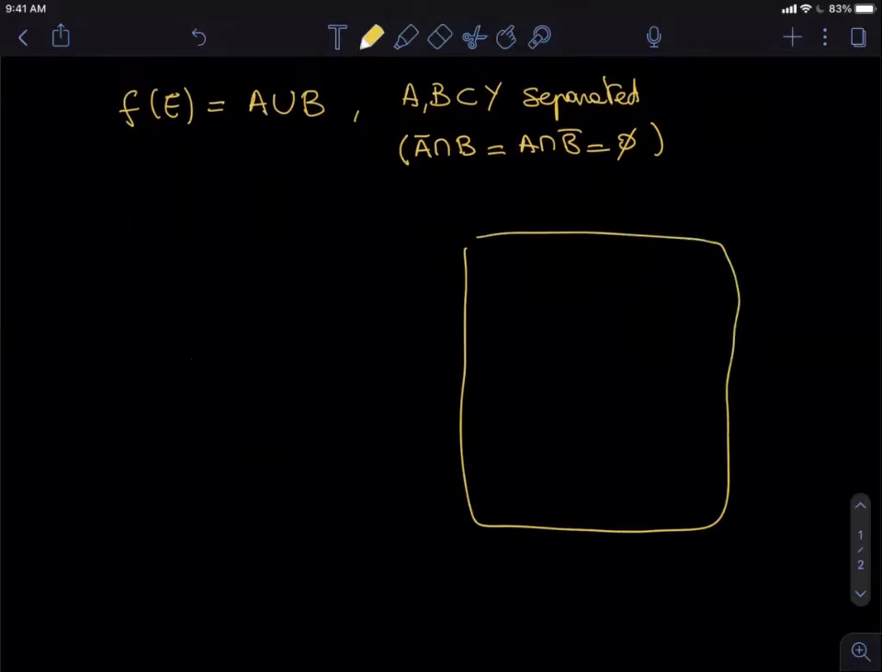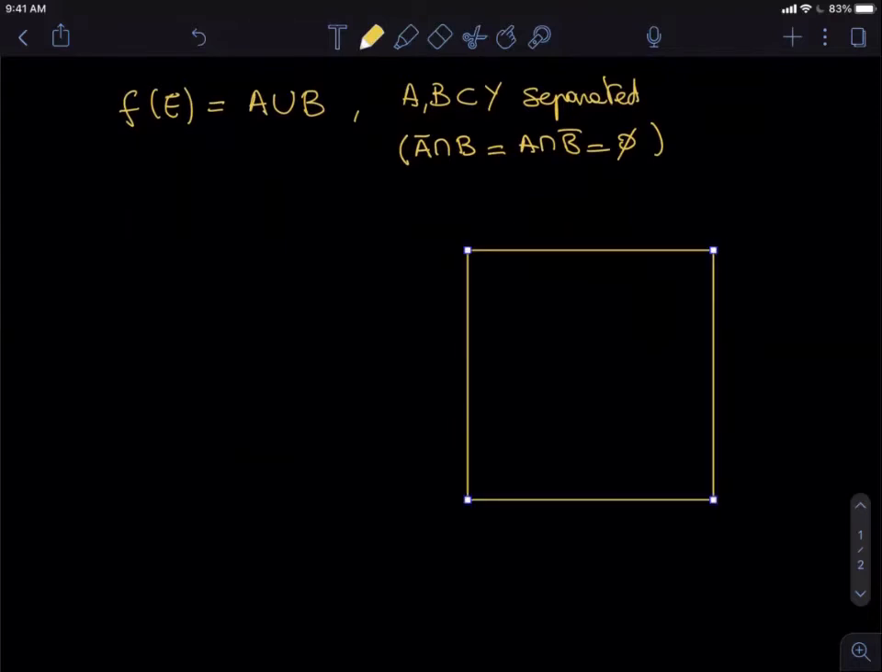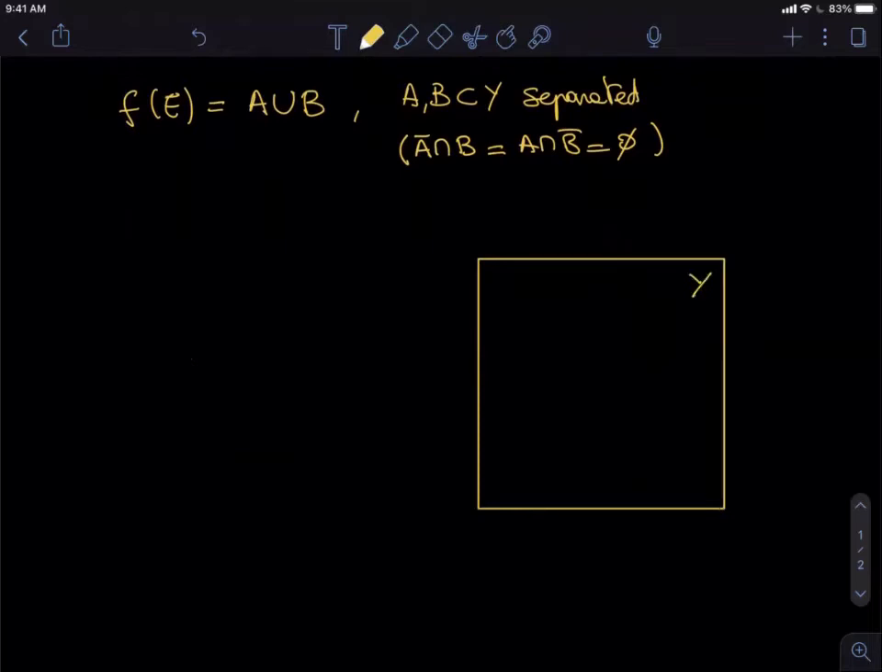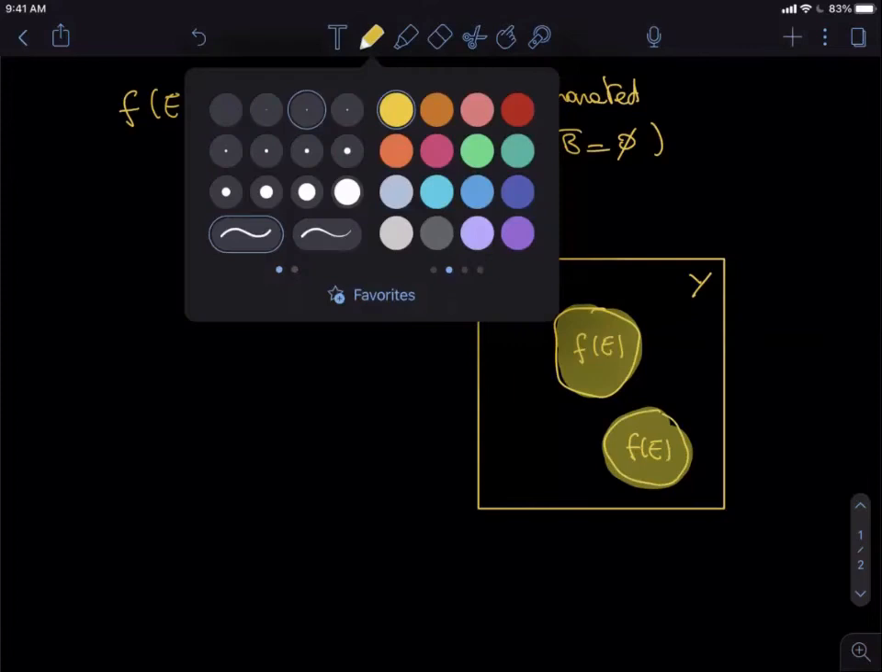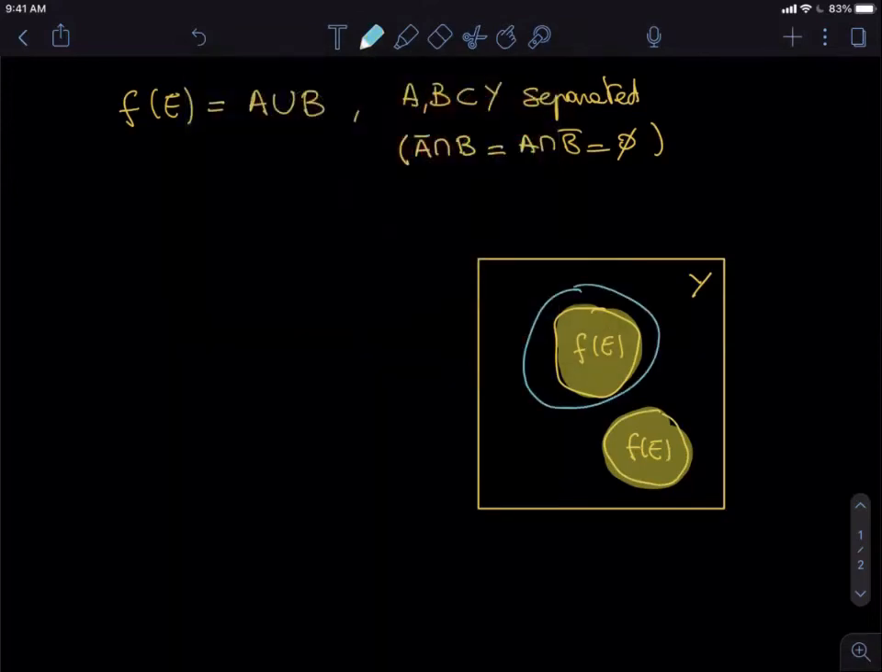So here, just to get an idea of what's going on, let's say this is our metric space Y, and here this is our f of E. It's separated in two pieces, and we can separate them clearly because we can take two sets, A and B, that are separated. We can see that the closures don't touch.